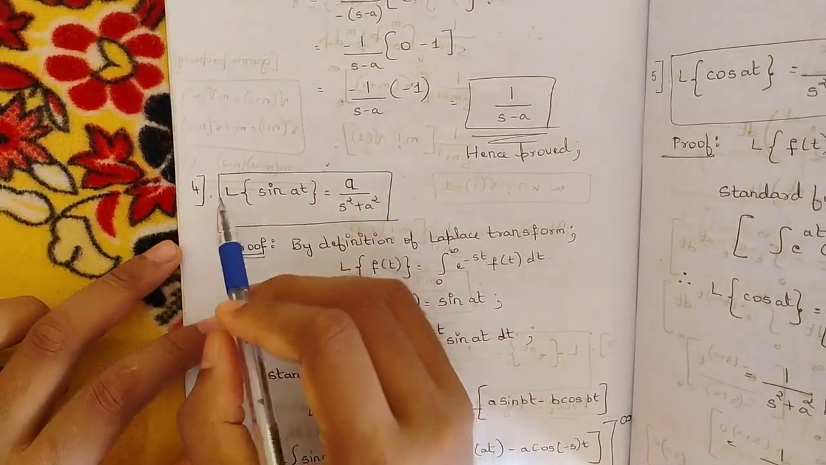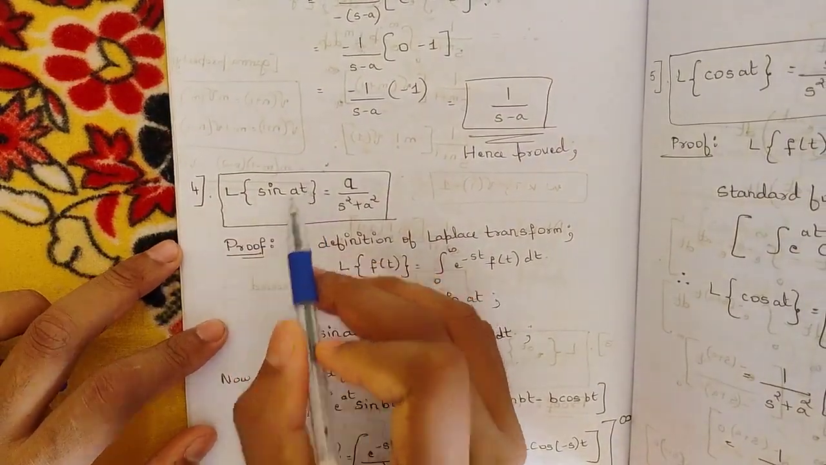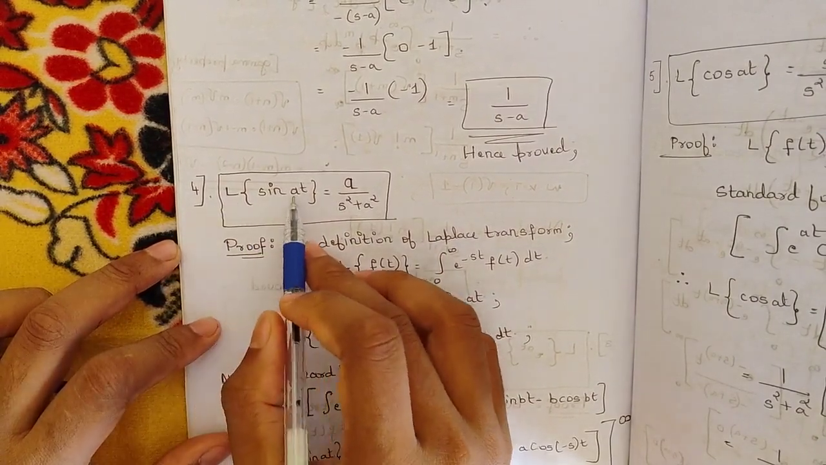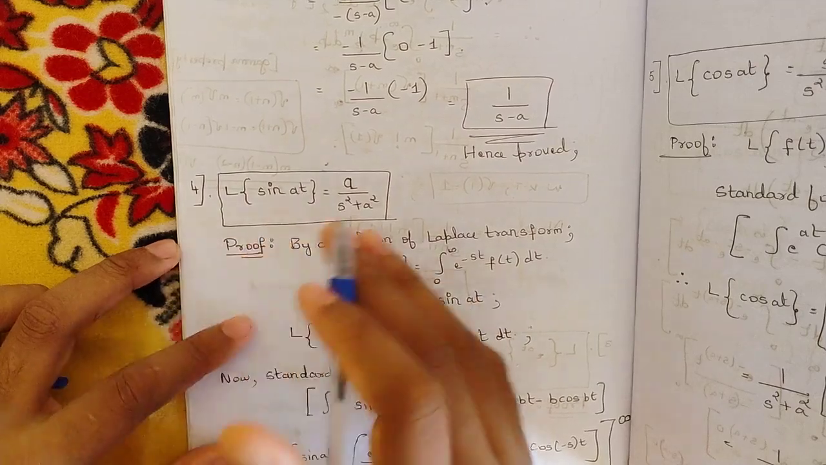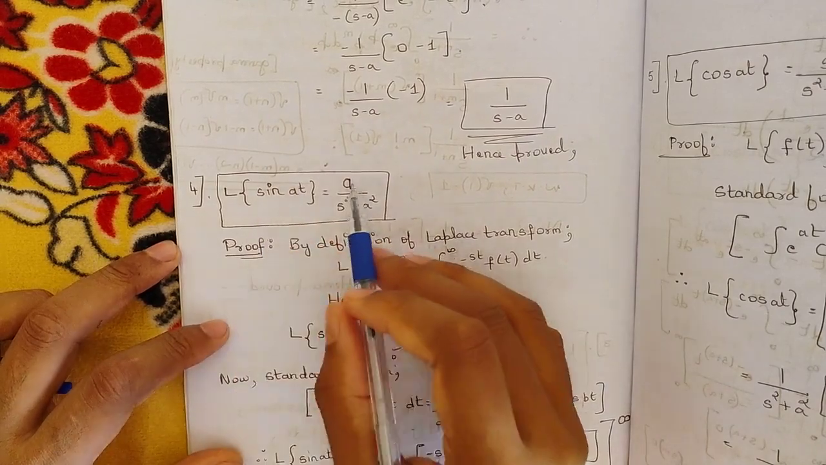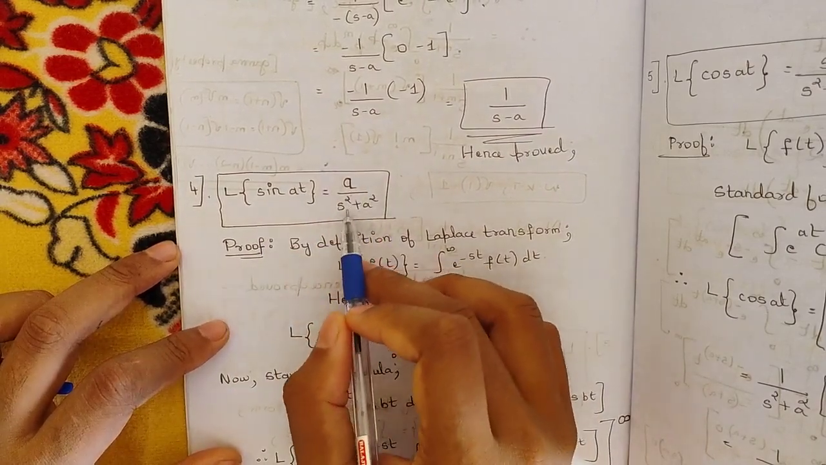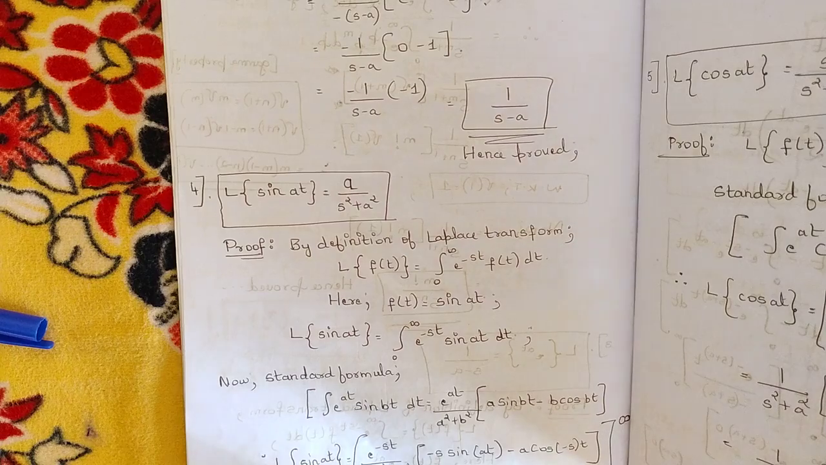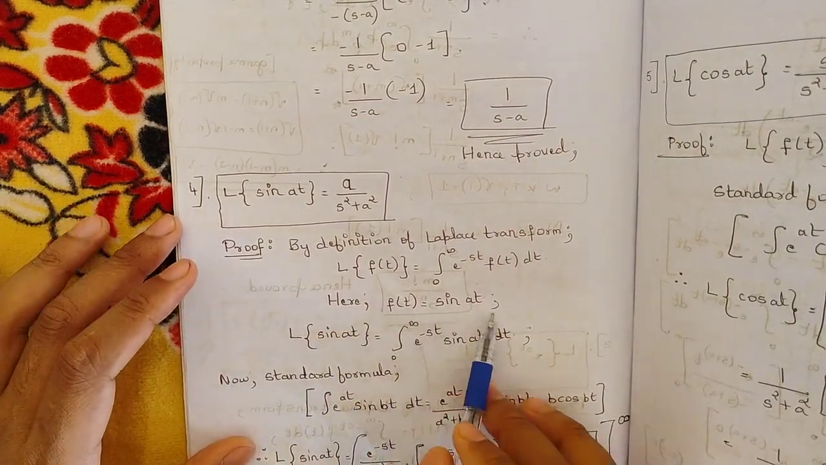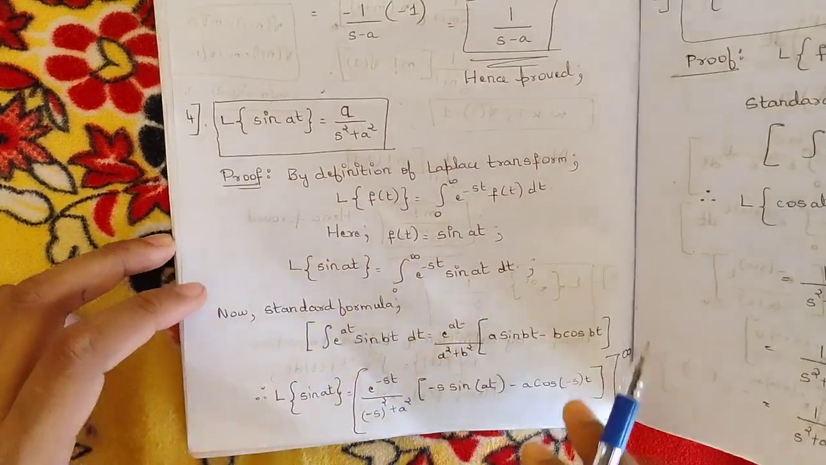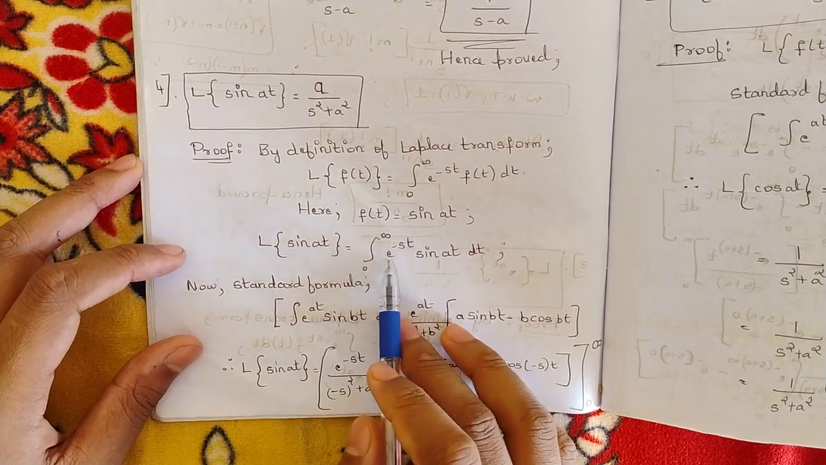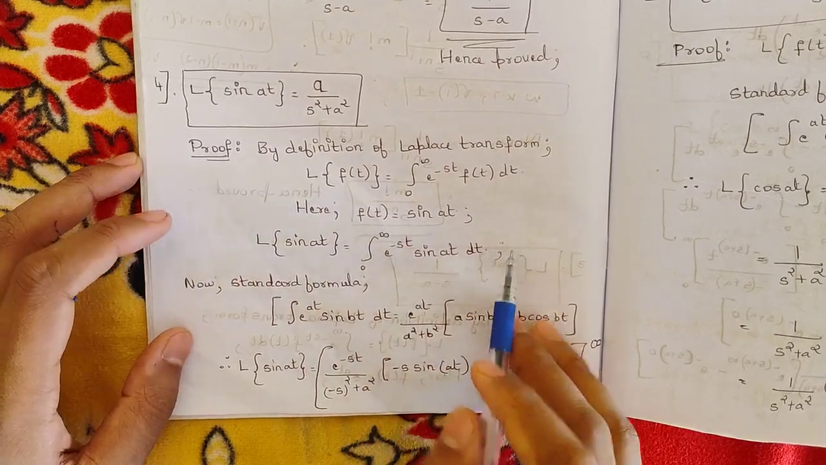Next, the fourth one: Laplace transform of sine at. This is a very important one. For the Laplace transform of sine at, again the value of a is a constant, and its Laplace transform is given as a divided by s square plus a square. So let us prove this also now. By the definition of Laplace transform, here f of t is equal to sine at, so it is written as the Laplace transform of sine at is equal to the integral from 0 to infinity of e to the power minus st sine at dt.